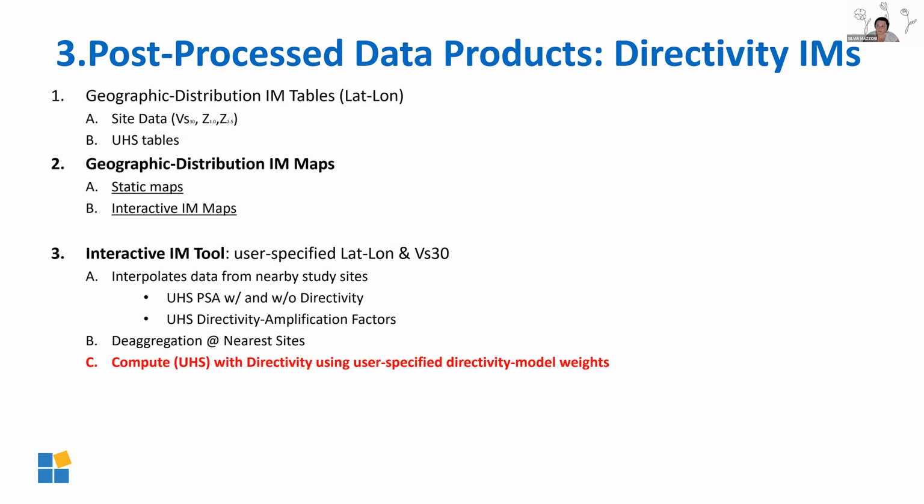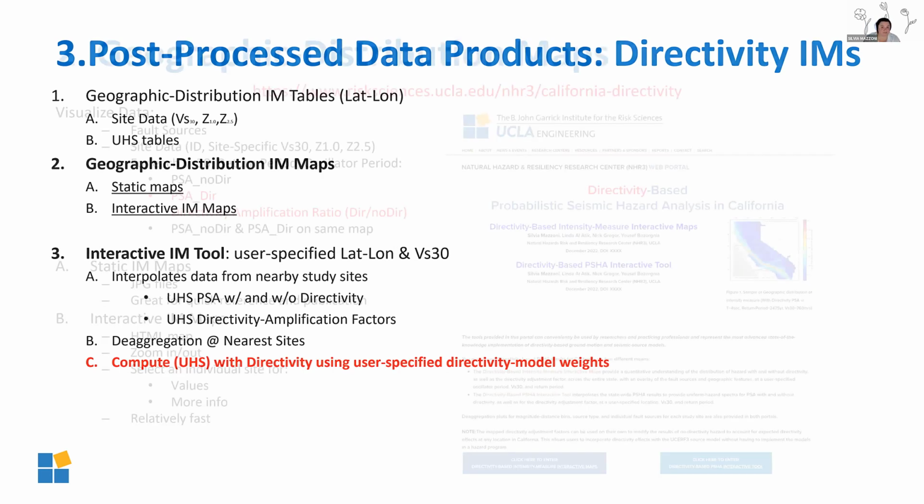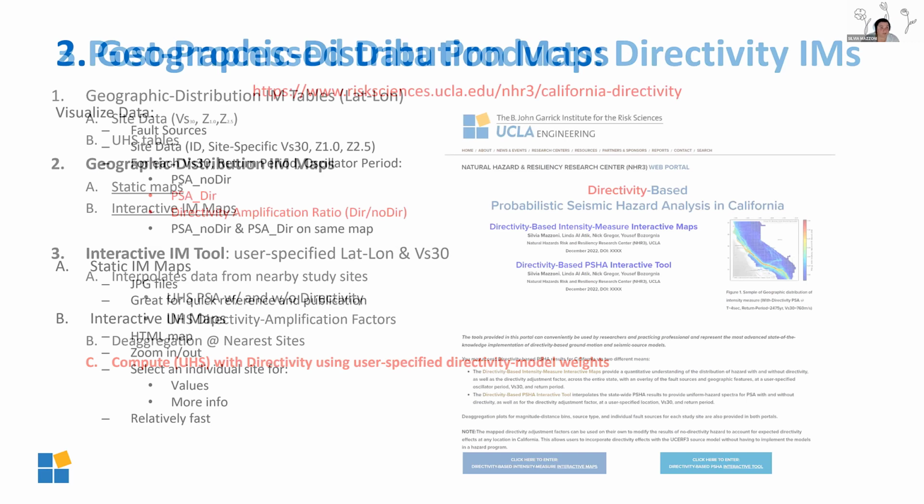Maybe one of them applies better to your special case. And so you can actually select the different weights for the different directivity models. So we made it as robust as possible with as much flexibility for the user. And that's what I'm going to talk about now, these maps and the tool.